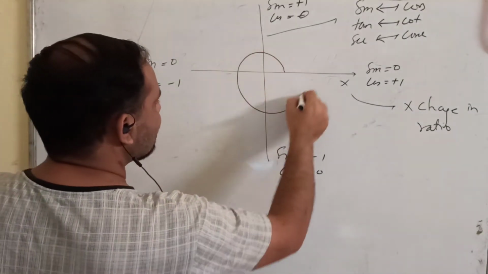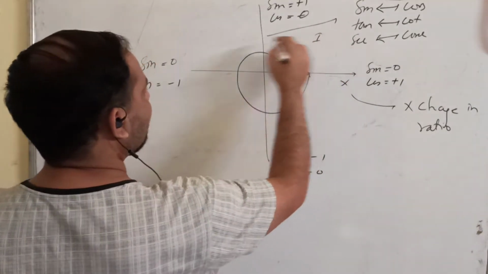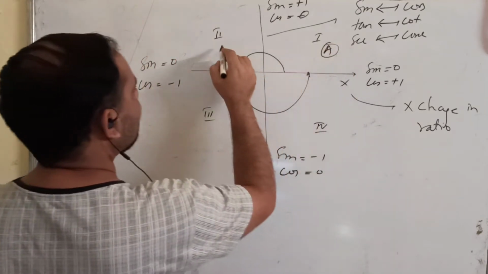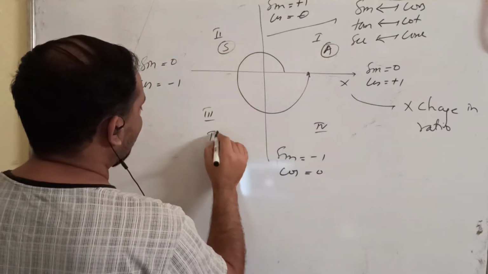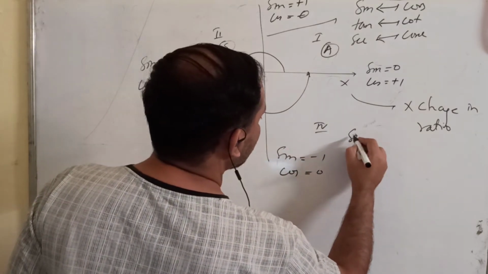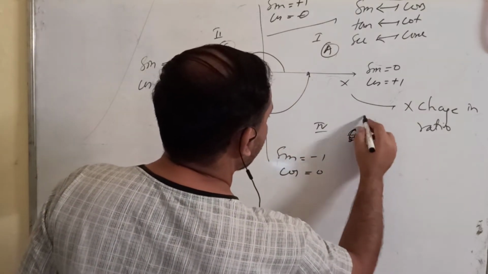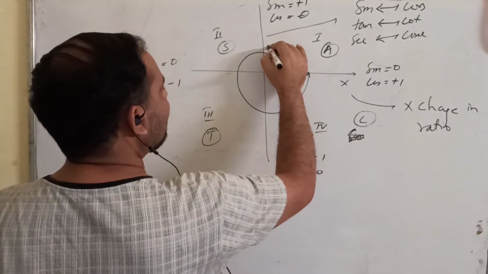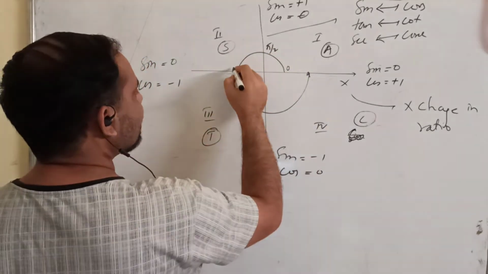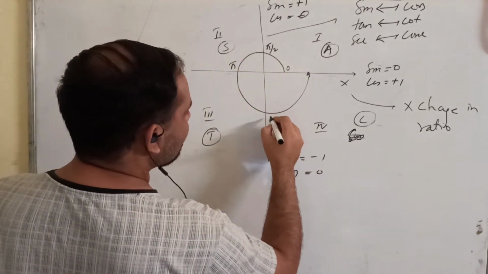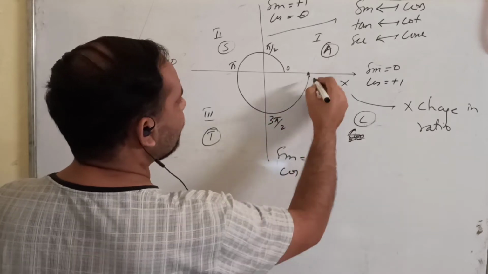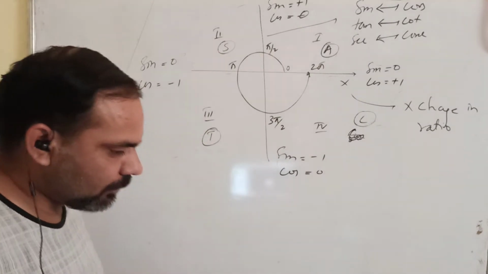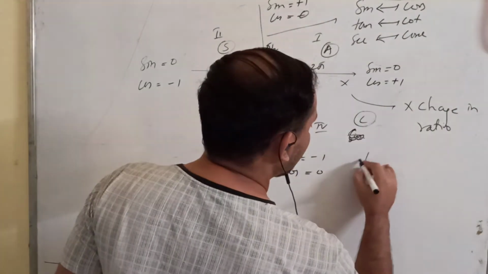Now the angles will be like this. You are in anti-clockwise direction. This is first, second, third and fourth. All, sine and cosec, tan and cot, and cos and sec. ASTC. This is your angle 0. This is 90 degree, or you can say pi by 2. This is 180 degree or pi. This is 270 degree or 3 pi by 2. And this is 360 degree or 2 pi. This is the way. Now let us solve that example.